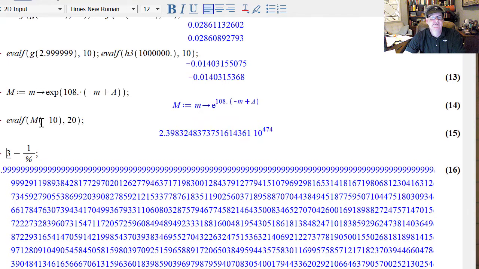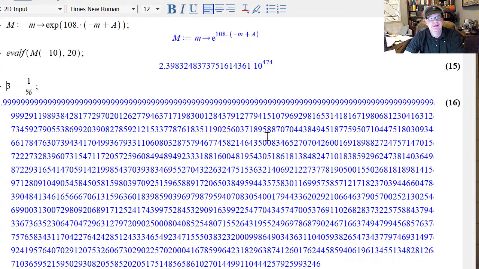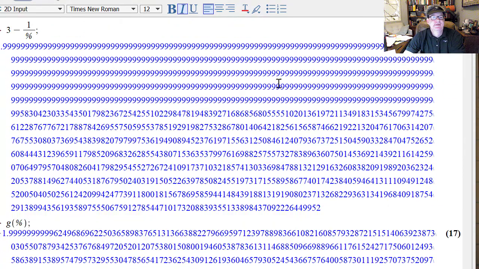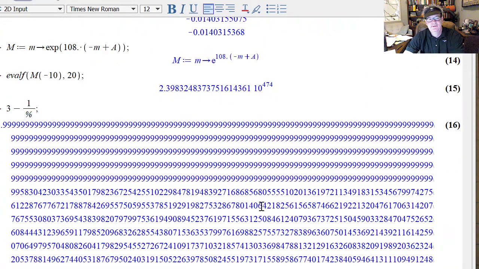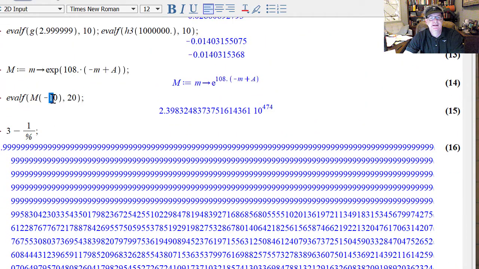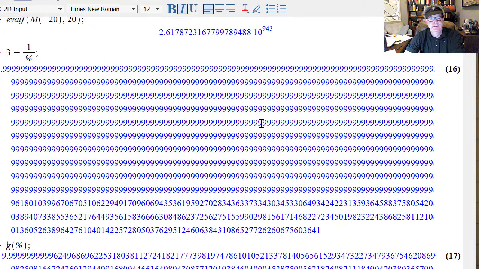1 over it is so tiny. And 3 minus that, you're pretty much at 3, but not quite. And G at that value is about -10. If you want to reach -20, I think we get the idea, but enjoy it anyway. 2.6 times 10 to the 943. Such a huge number. 1 over it is so tiny. 3 minus that, I'm pretty much at 3. And G at that value, you're at negative 20.